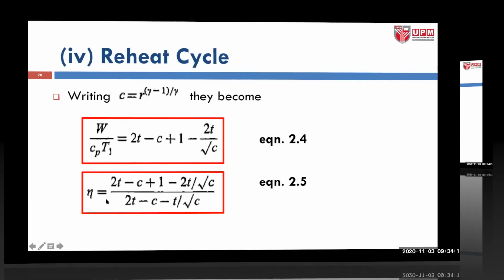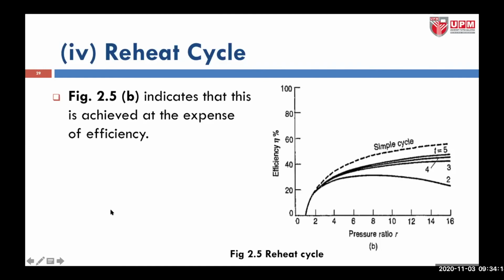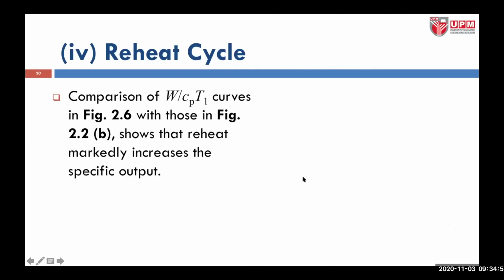Because W, the specific work output, divided by the specific heat capacity times T1 is equal to zeta, which is the efficiency. And this particular figure, figure 2.5, which is the reheat cycle, indicates that this is achieved at the expense of efficiency. So you can see that the efficiency can also drop by having a reheat cycle if you have a temperature ratio of 2. At a high pressure ratio, you thought that yes, we are going to get a high efficiency, but not. The efficiency is about 40% or 60% at the most if you have a reheat cycle.